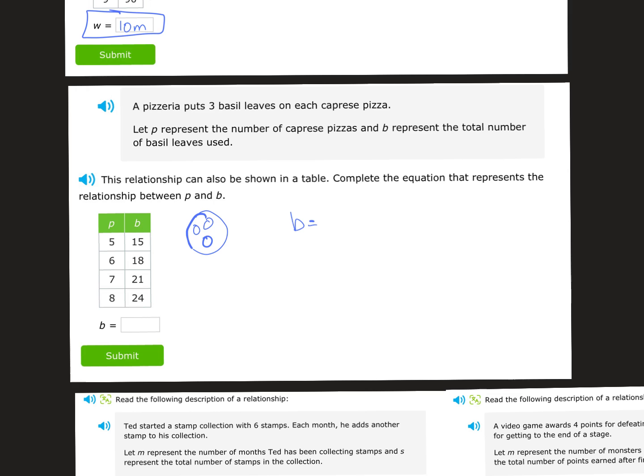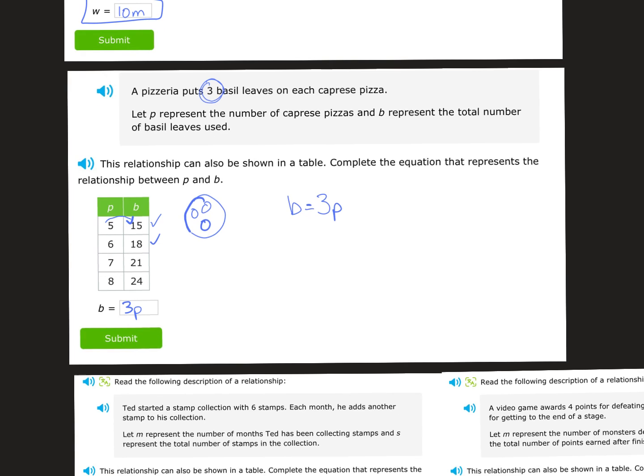So if we plug in here, we would have 3 because there are 3 on each pizza. And if we multiply it and we plug in, let's say 5 here, we would get 15. If we plug in 3 times 6, we would get 18, and so on and so forth. So we would end up with 3P. So what I like to do is draw a little picture. Sometimes it helps out in the long run.